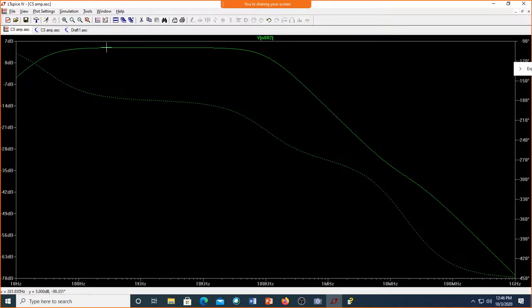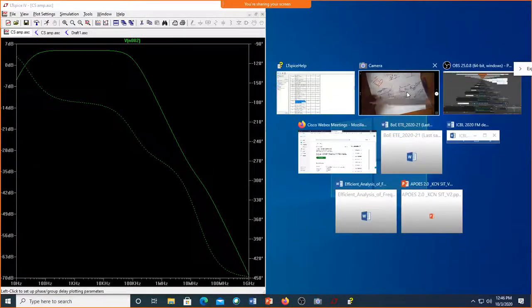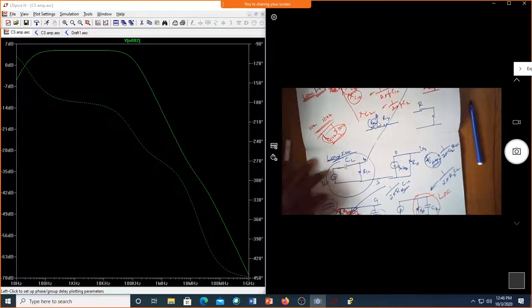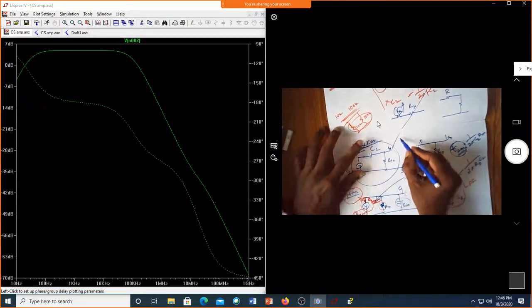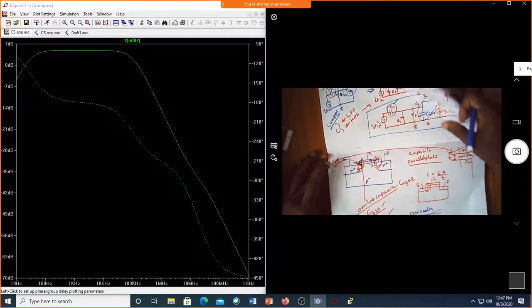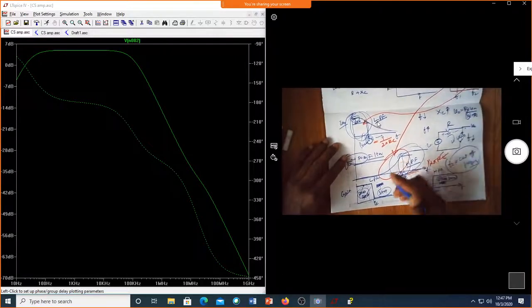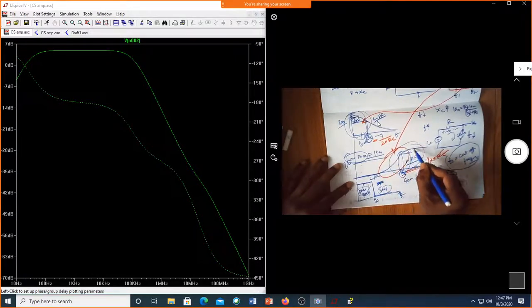Yes, and it becomes constant, and then it reduces again. Let me show you both of them. We are looking at one filter, the high pass filter. Does the high pass filter frequency response look like this? Last class we discussed this. It was going like this and then coming down.